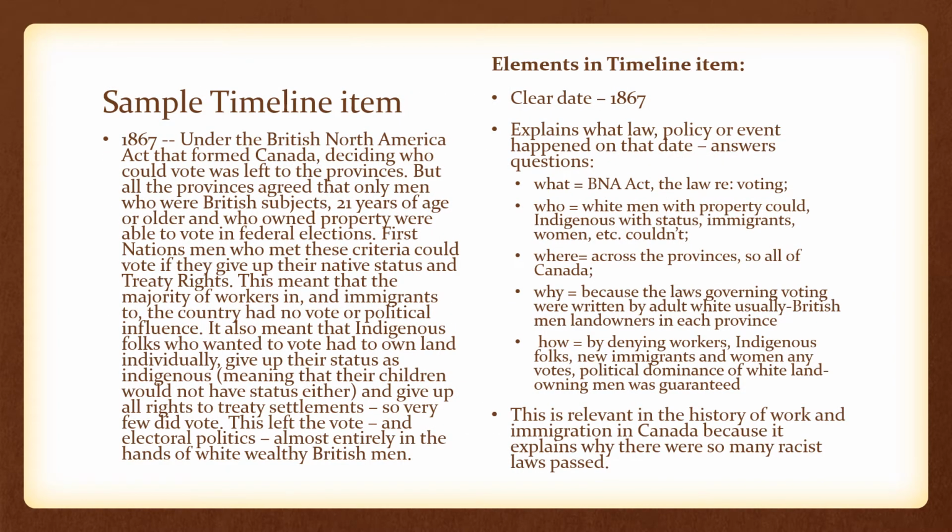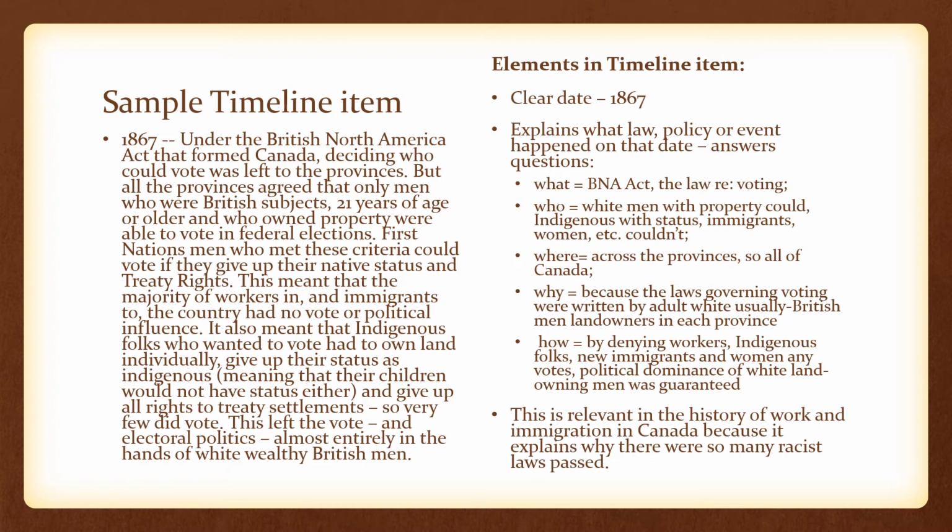So I've done a sample timeline item. You can see it also on the timeline assignment sheet. So what I did was I talked about voting history. So here you see my timeline item. So first you've got the date, okay, 1867. Under the British North American Act, that's the law that formed Canada, deciding who could vote was left to the provinces. But all the provinces agreed that only men who were British subjects 21 years of age or older and who owned property were able to vote, okay?